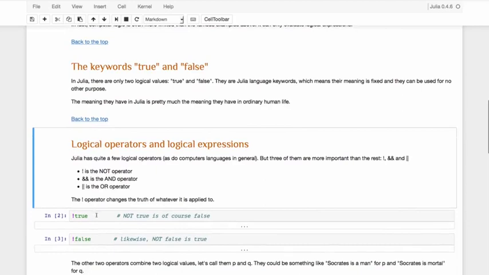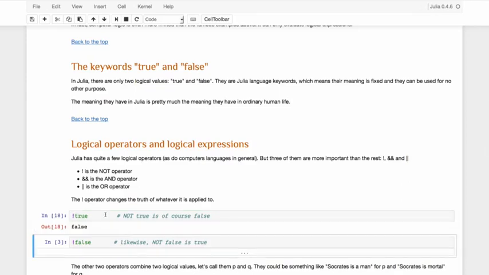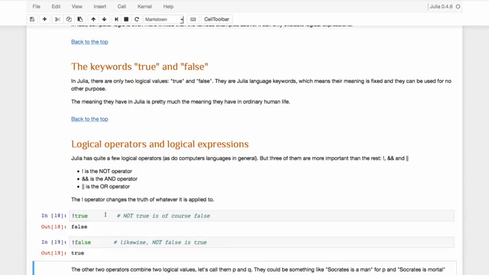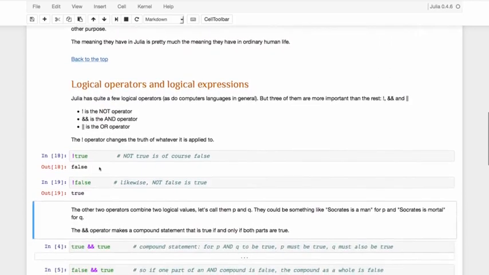It changes the truth of whatever it is applied to. So now we have the value here, true, and we apply the operator exclamation mark to it, so the not of true is of course false. Similarly, the not of false is true. Okay, so the not operator operates on a single expression which is either true or false, and it changes its value to the other.